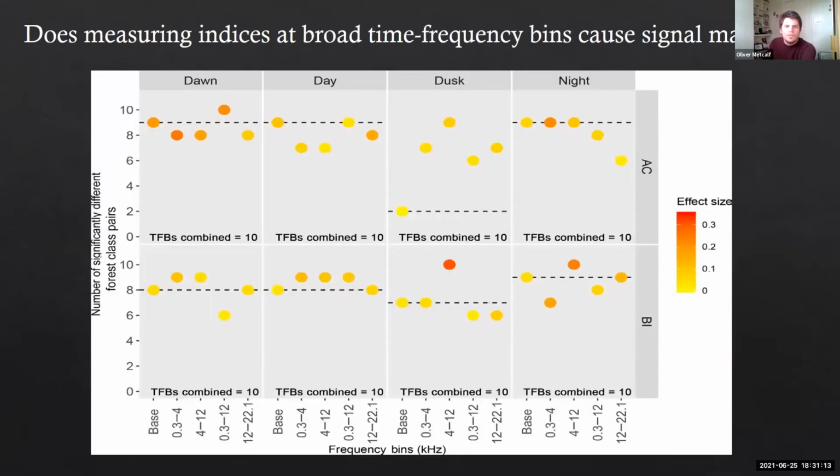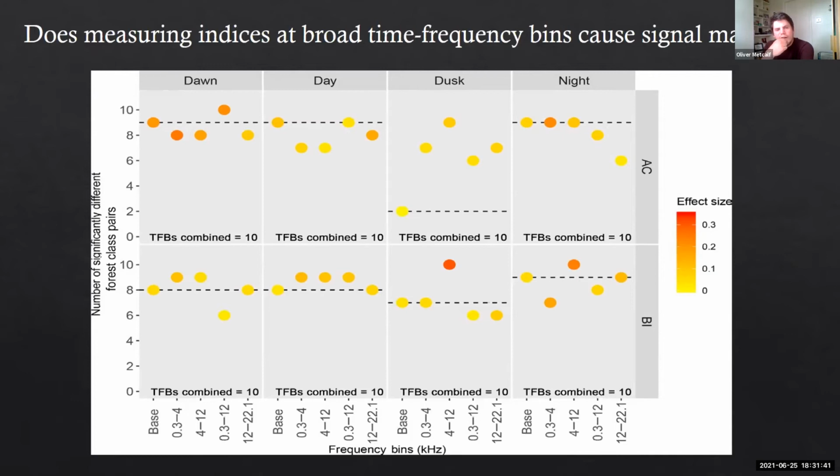So does measuring acoustic indices cause signal masking? What we did was a Kruskal-Wallis test on those index values for each of the forest class pairs, and then a Dunn's test to check how many different pairs were different within them. So we have 5 different forest classes: primary forest, logged forest, burnt forest, logged and burnt forest, and secondary forest, which is forest that's been chopped down and completely regenerated.